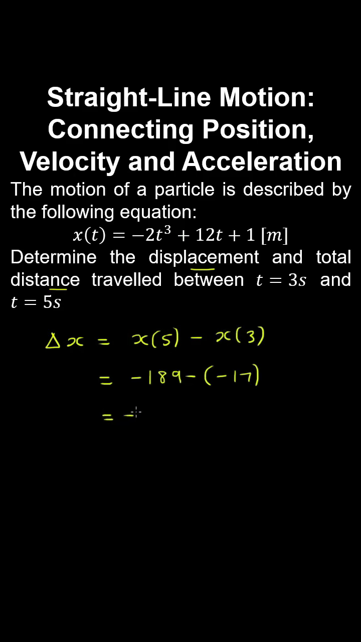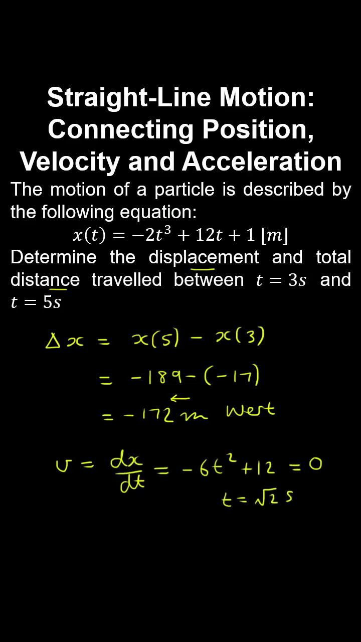So therefore the displacement is minus 172 meters. And because it's negative, it points to the left or west. Now to find the total distance travelled in that interval, we need to see if the particle changed direction. To do that, we obtain the velocity and set it to 0. We take the positive root because time is positive, so the particle changes direction outside this interval.